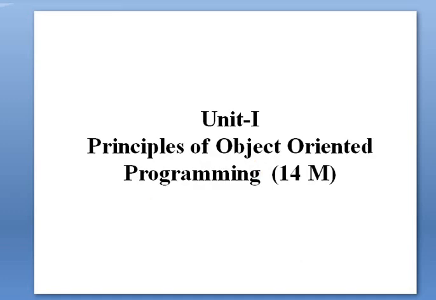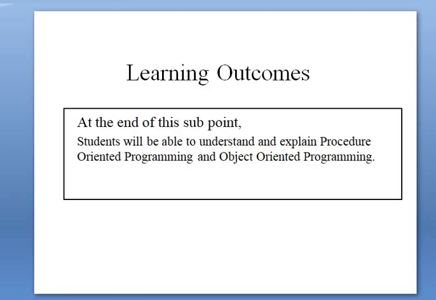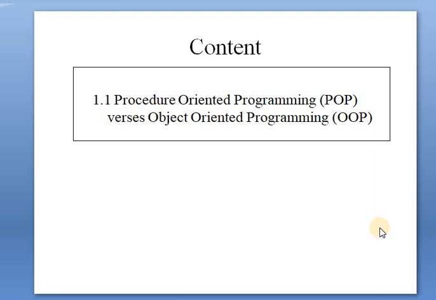Now, in today's lecture, we will start our first unit, that is Principles of Object-Oriented Programming, and this unit has 14 marks. See here, learning outcome. At the end of this first subpoint, you will be able to understand and explain procedure-oriented programming and object-oriented programming. Now, content. It is the first subpoint 1.1, procedure-oriented programming, that is POP, versus object-oriented programming, that is OOP.